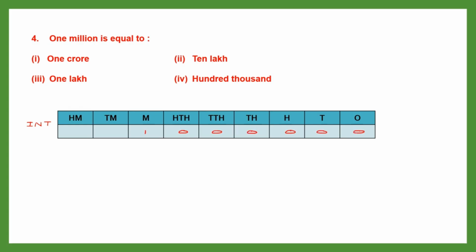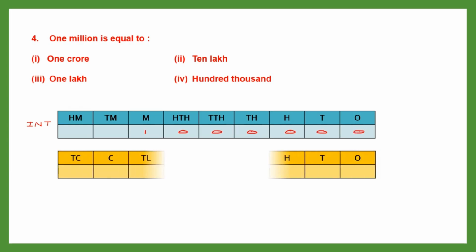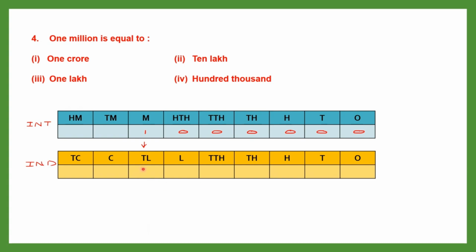Let's see what it is equal to in the Indian system. So this is the Indian system. So let's write IND for Indian, and 1 million is equal to what is shown on the Indian place value chart, 10 lakh. 1 million is 10 lakh, and that is option 2. And let's underline that option 2, 10 lakh.